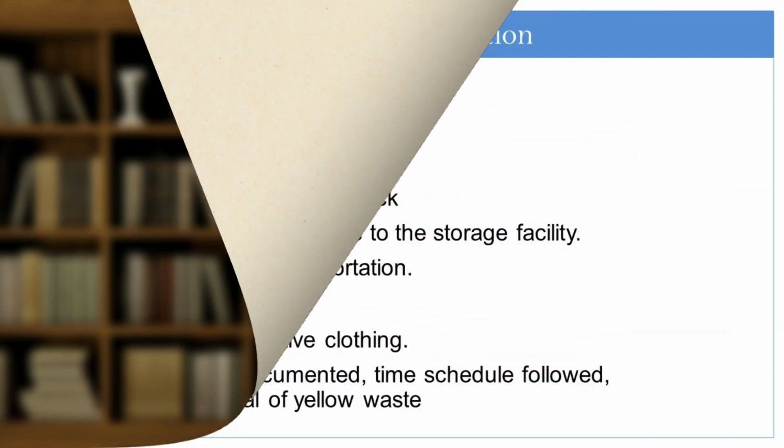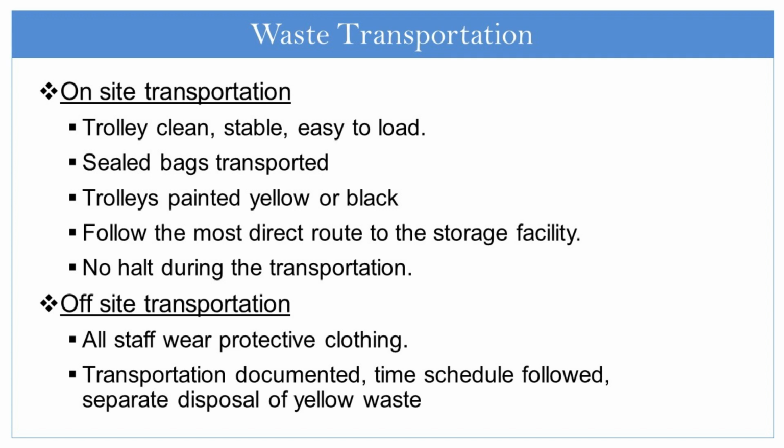That brings us to the waste transportation. So waste transportation is of two types. One is the on-site transportation and the other is the off-site transportation. For on-site transportation within the facility, a trolley which is clean, stable and easy to load is used, and usually it is of yellow color most of the time. Sealed bags are transported, no unsealed bag is transported.